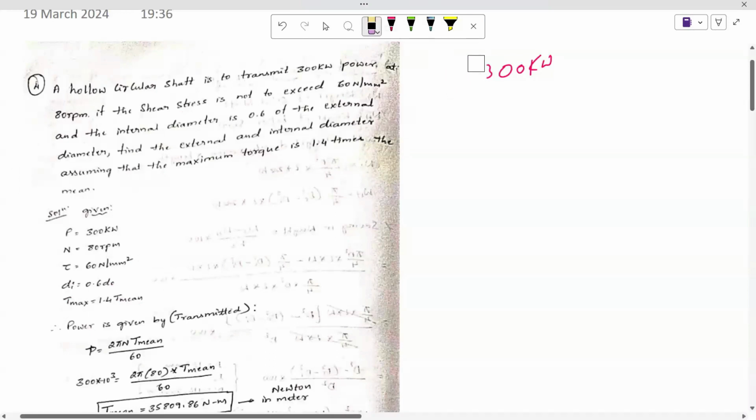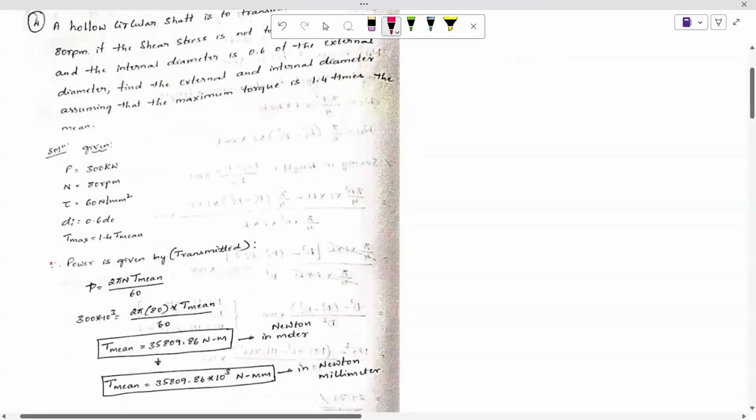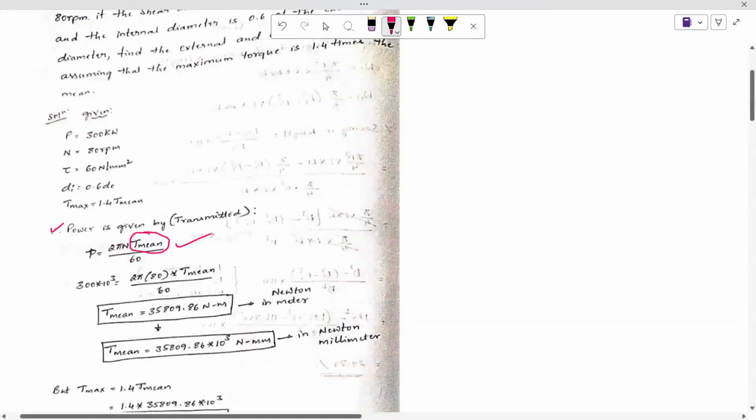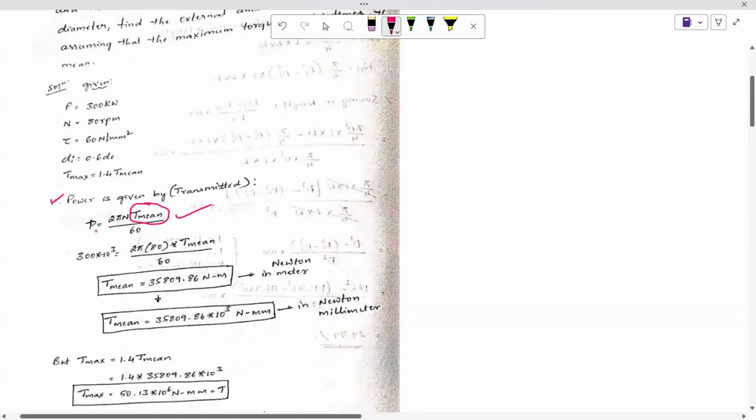Before starting the problem, please understand the data they have given, and according to that you need to solve. First, we are going to assume power. What is the power equation? P is equal to 2 pi N T by 60. Here, instead of T, we are going to take mean torque. So P is 300 kilowatt on the left hand side. On the right hand side, the speed N they have given is 80 RPM. T mean we need to find, so write as it is. In the denominator, it is 60.